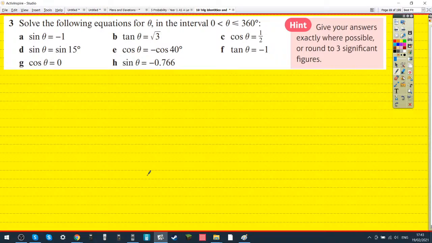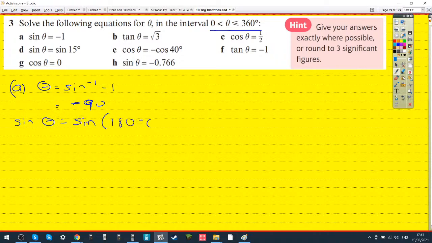So the first one is inverse sine of minus 1. Minus 90. So that's minus 90. How can we get another solution for that? Is it minus 180? Well, sorry, sine theta is equal to sine (180 minus theta). So it's 180 plus 90, 270. And so theta equals 270 degrees. I think that's a very special one. There's only one solution for that.